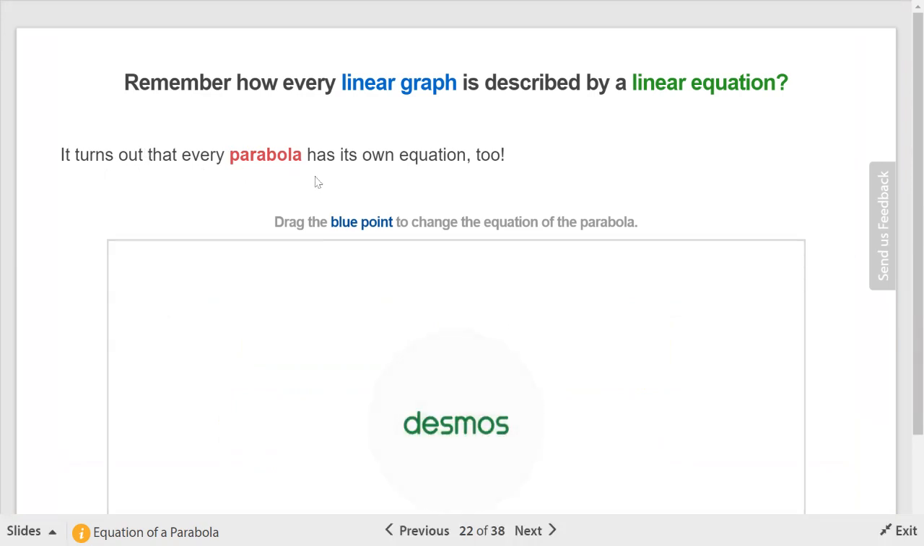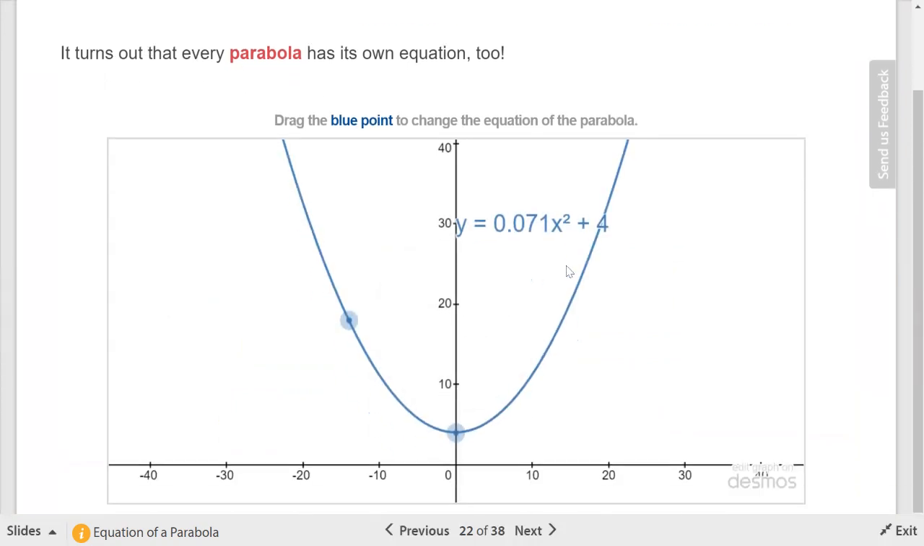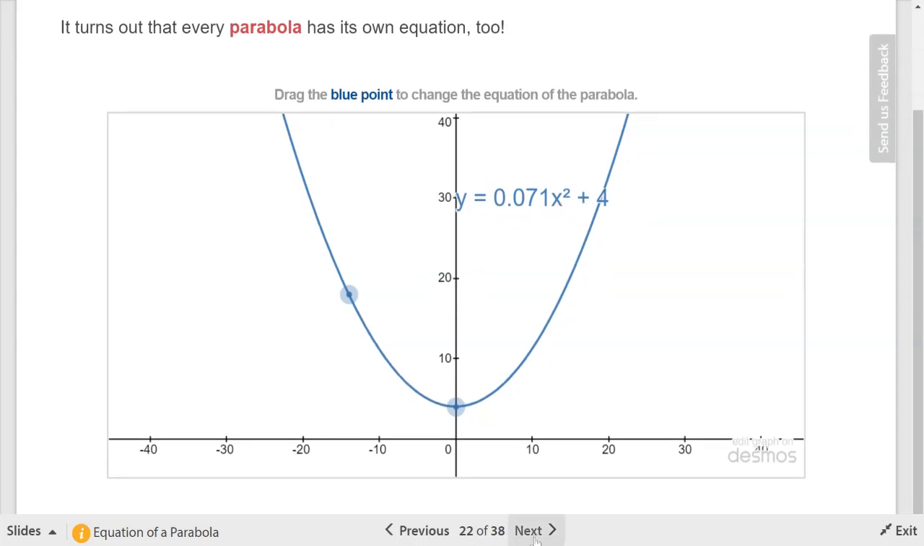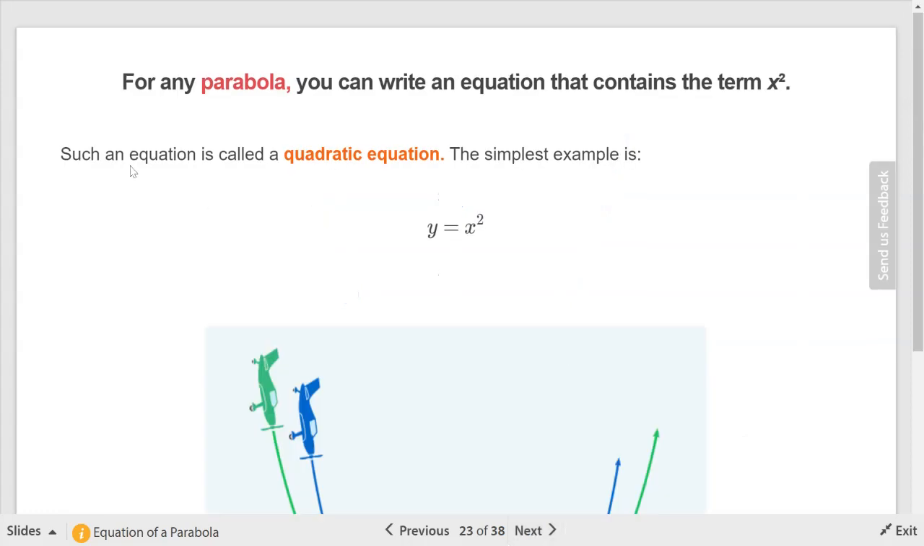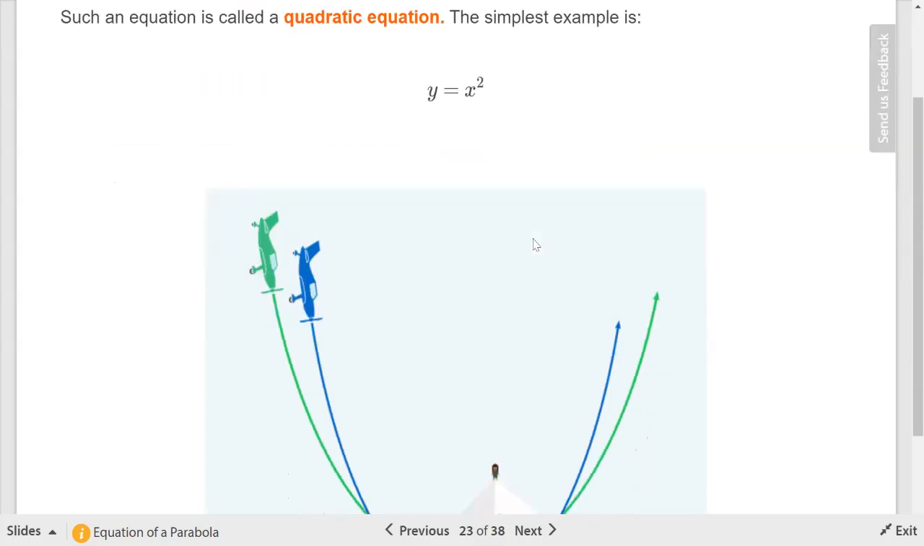It turns out that every parabola has its own equation. And this is where we now move on to equations. This parabola in particular has the equation y equals 0.071x squared plus 4. Let's discover a bit more of this. The basic equation of a parabola is built on the idea of having x squared: y equals x squared. So for any parabola, you can write an equation that contains the term x squared. If you see x squared in a function, then that function is representing a quadratic equation, which will, when you draw it, look like a parabola.